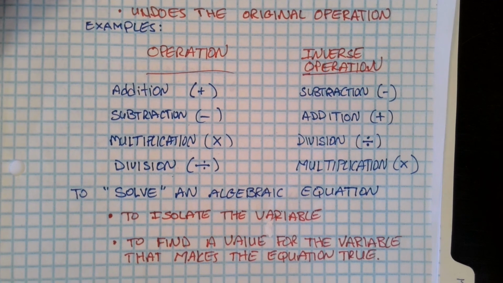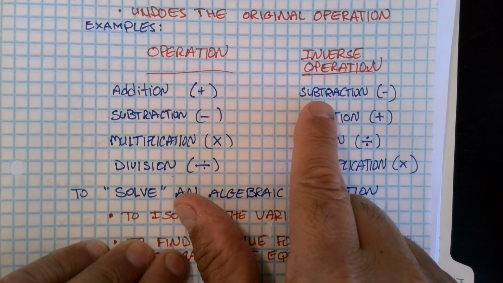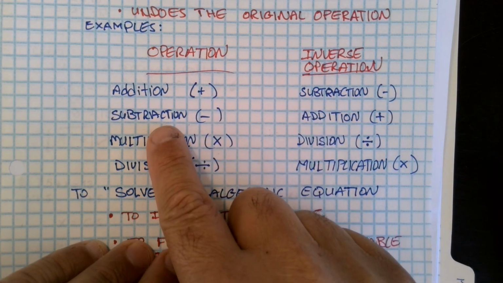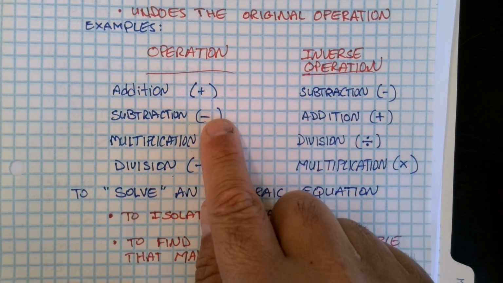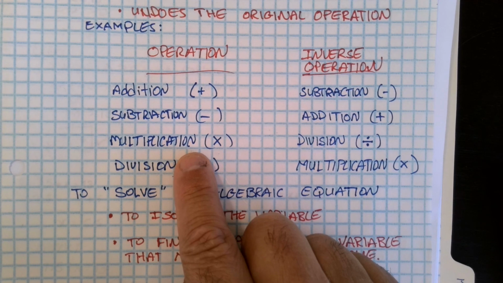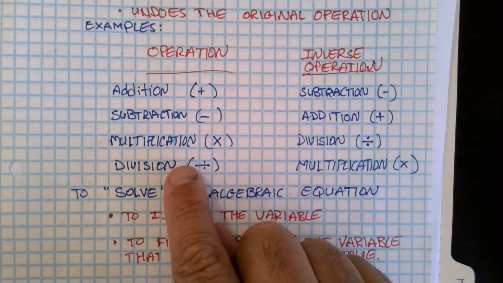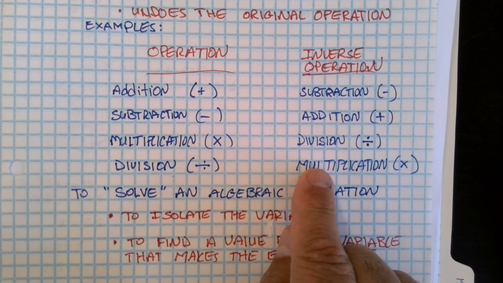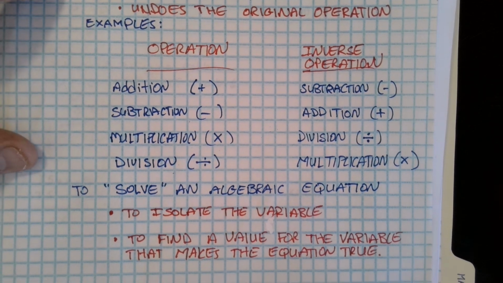We have addition, whose inverse operation is subtraction. The opposite, right? Subtraction's inverse operation is addition. Addition undoes subtraction. Multiplication, division. Division undoes multiplication, and if you start with division, you undo it by multiplying. This is key. Write this down in your notes. In fact, make sure you're pausing and rewinding this video as needed. Even now, pause it and write these notes down.